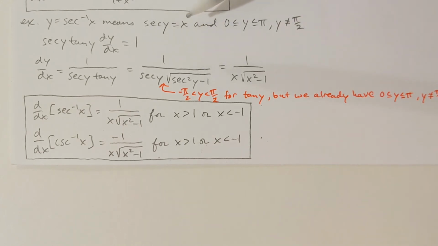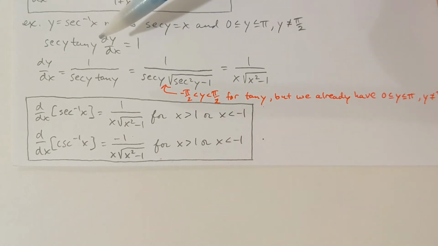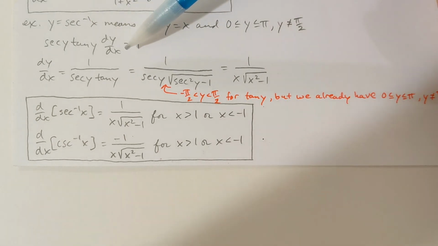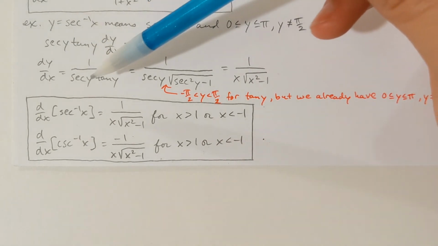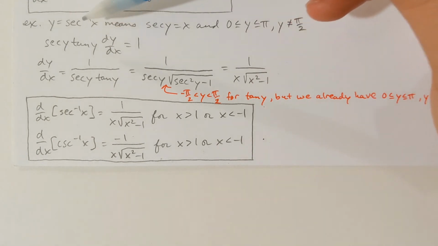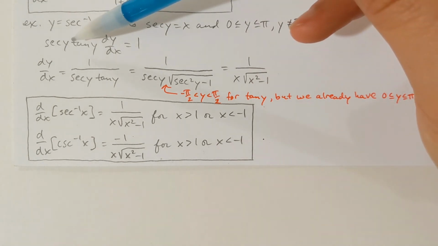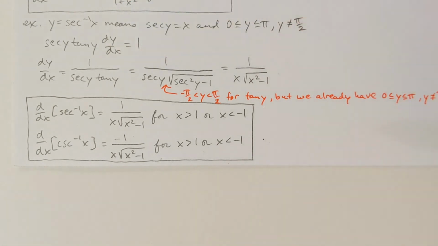Well, secant of y equals x. You're working with an equation that is in implicit form, so you'll use implicit differentiation. I'm doing that now. Okay, so the derivative of secant y is secant y tangent y dy/dx. Derivative of x is 1. We're solving for dy/dx in order to find a formula for the derivative of secant inverse of x, so divide both sides by secant y tangent y.